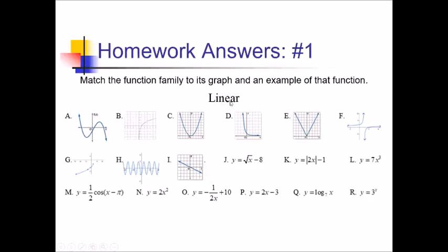For the graph of a linear function, we're looking for literally a straight line. So that would be, out of all of these, graph I right here. And then in terms of the example of that function, we're looking for something with an x to the first power as the highest power. Looking at all of these, this 2x minus 3, that's mx plus b form. So choice P gives us a function.